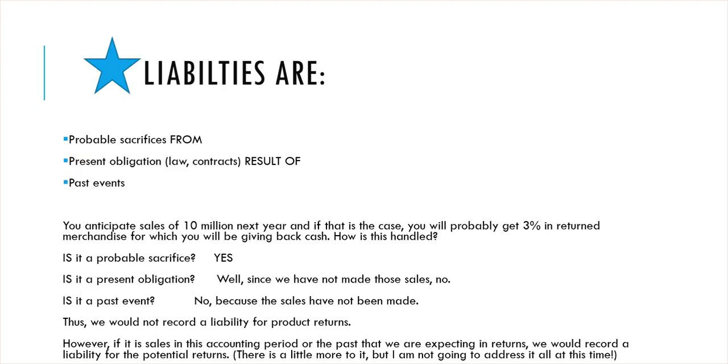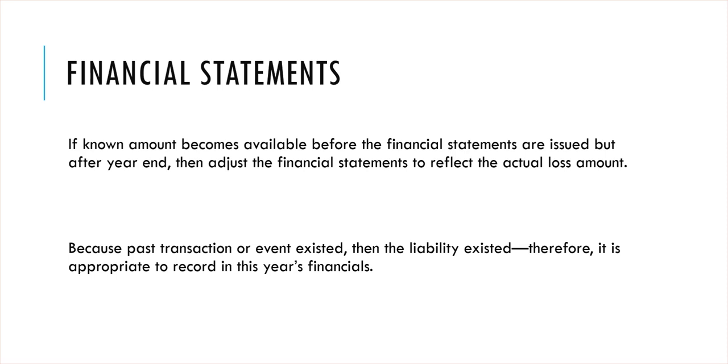Liabilities, again, are probable sacrifices from present obligations, arising from past events. If you anticipate sales of $10 million next year and you expect 3% of the merchandise will be given back, how is this handled? Is it a probable sacrifice? Yes. Is it a present obligation? It's not an obligation until we make the sale, so we can't say that. Is it a past event? No, we have not yet made the sale. Okay, so it has to have all those three items in place to be a liability.